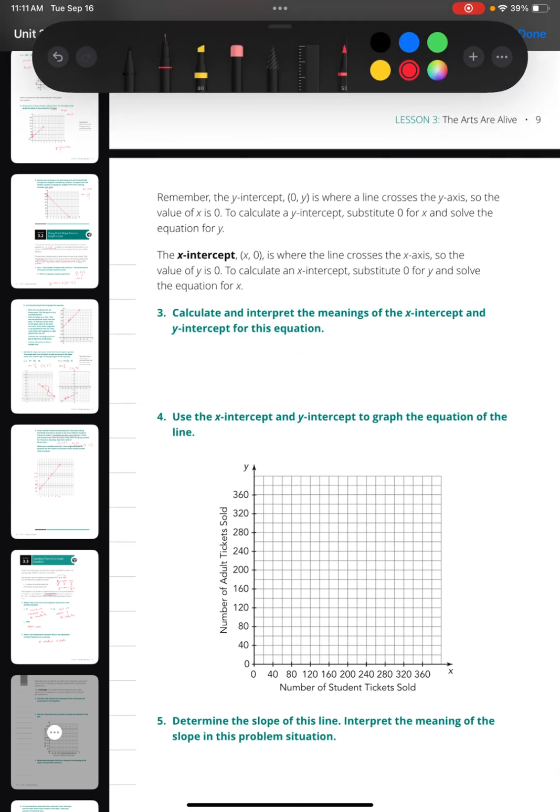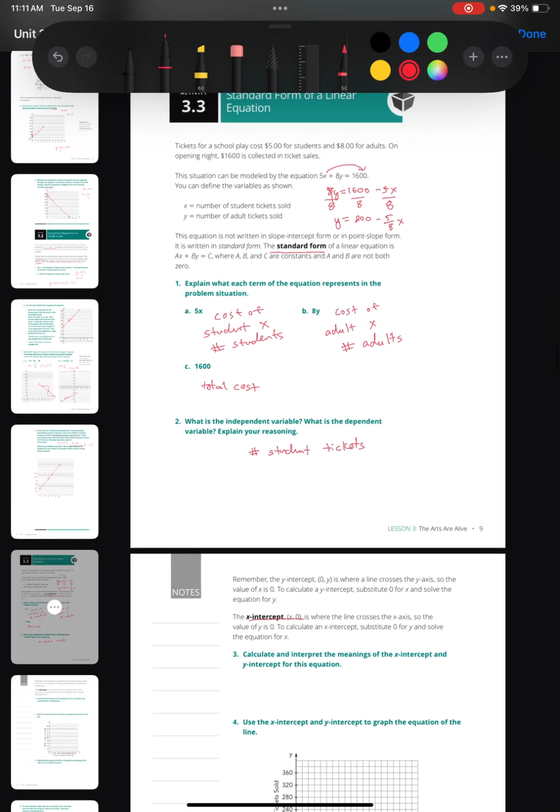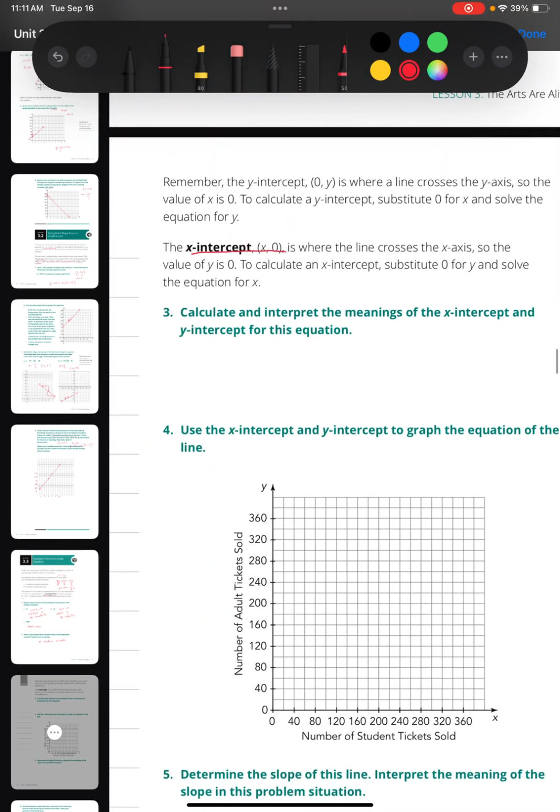All right, next page. Remember that the y-intercept is where the line crosses the y-axis. So the value of x at the y-intercept is 0. It says to calculate the y-intercept, we can substitute 0 for the x and solve the equation for y. So again, the x-intercept is where the y is 0. Like this is saying, it's always the opposite. The y-intercept is where the x is 0, and the x-intercept is where the y is 0. So to calculate an x-intercept, we can substitute 0 for the y and then solve the equation. So using that previous equation, going back to it, it was 5x plus 8y equals 1,600.